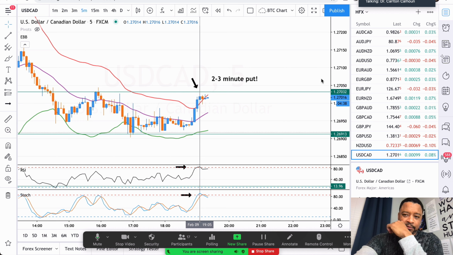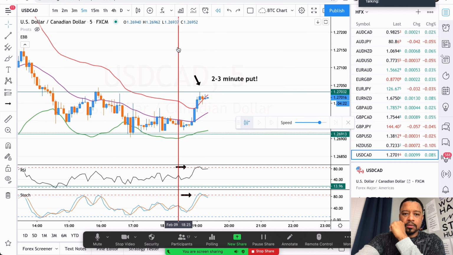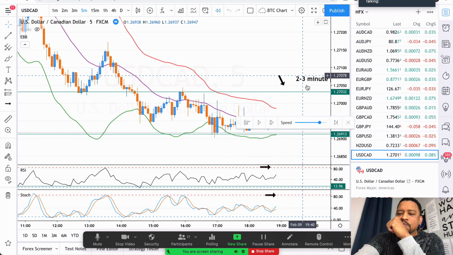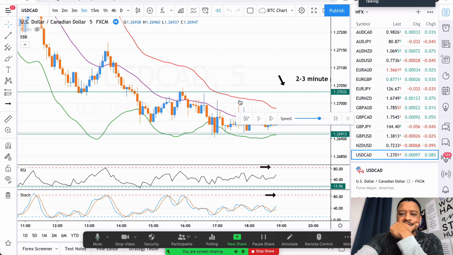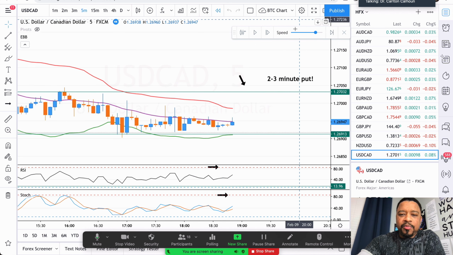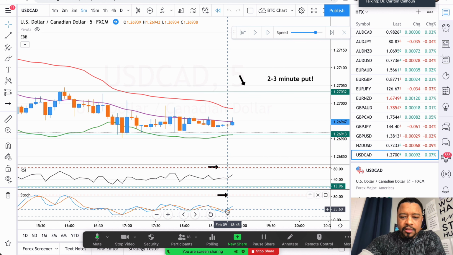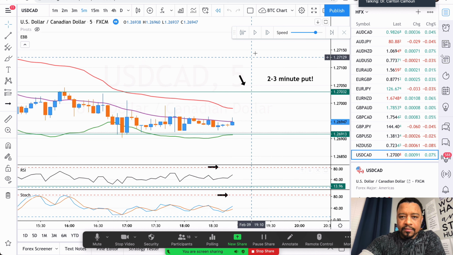So let's start from scratch again. Let's see if we can rewind this. There we go. Right. Let's do it right here. All right. So this is the market before all of that happened. Pay attention to the stochastic and the RSI.